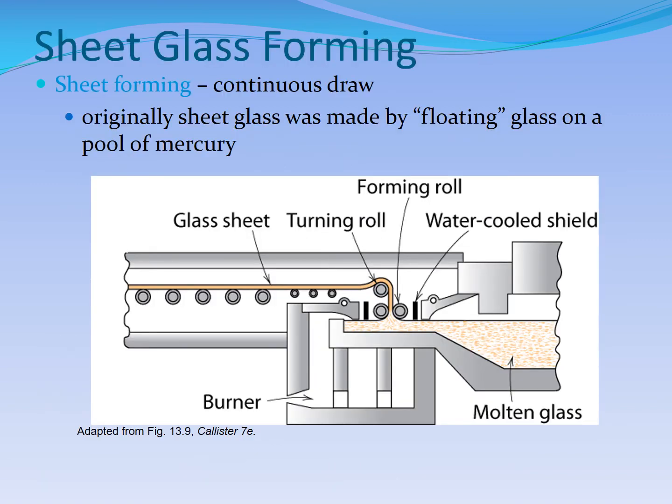Sheet glass forming: if you want to make glass in sheets rather than glass fibers. If you want to make glass fibers and then use these glass fibers in composites, so you have a fiberglass type of composite material, that is one thing. But if you want to make glass as sheets like windows and car windows and so on, this is the general method.